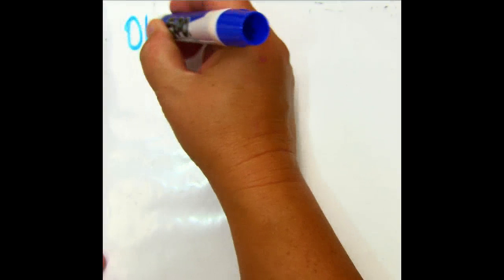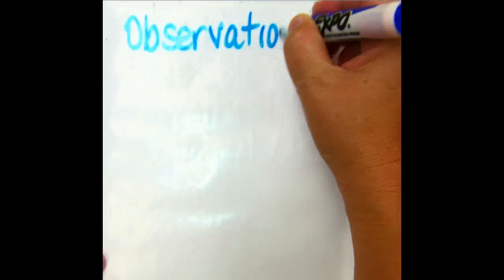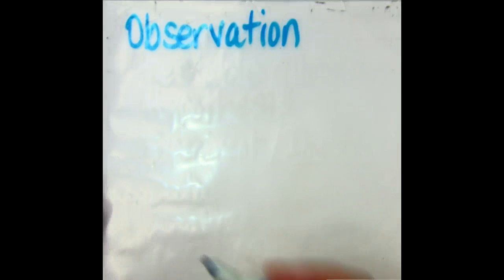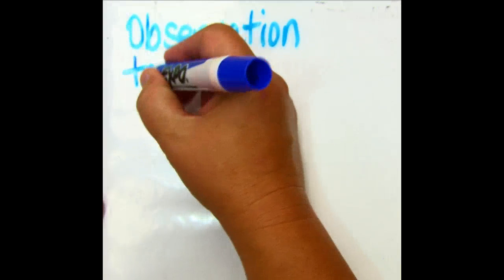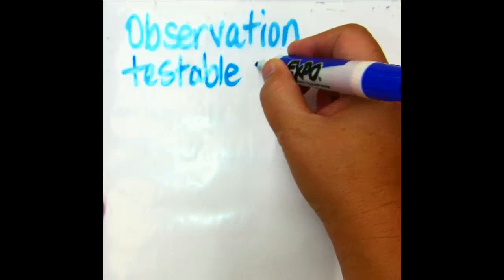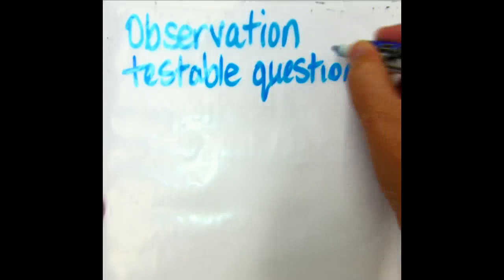Okay, so we first make an observation, and we notice something happening in the real world that we want to know a little bit more about. So we observe something happening or something that has happened, and we think of a question that we want to answer. Now, when you're doing science, you have to make sure that your question is testable. And what I mean by testable question is that it's something that you can answer by doing an experiment.